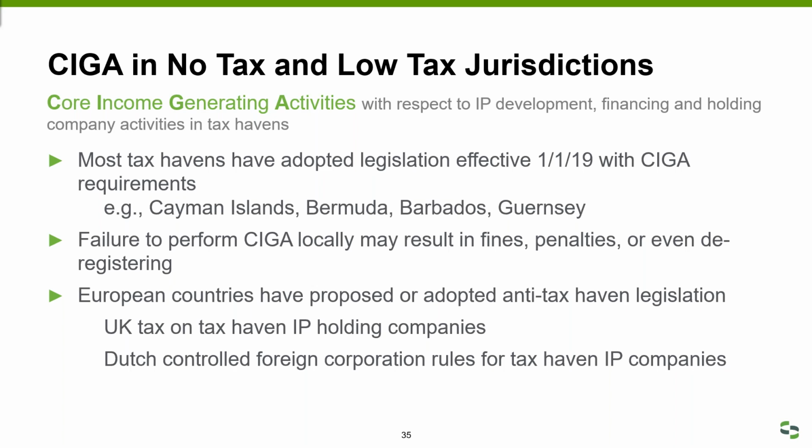Another thing that's happening is core income generating activities. We're seeing this a lot, especially in tax haven jurisdictions with respect to IP development, financing, and holding. There's new legislation, even in tax haven jurisdictions, that you can no longer just have a shell. You're going to have to locate core income generating activities in the jurisdiction that's going to hold the IP. Otherwise, there might be fines, penalties, or you may even be deregistered. And certainly the EU is looking at this.